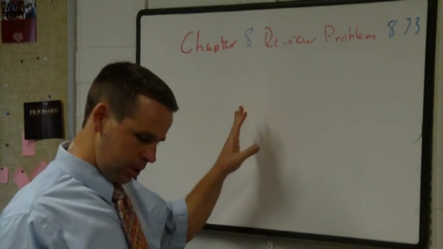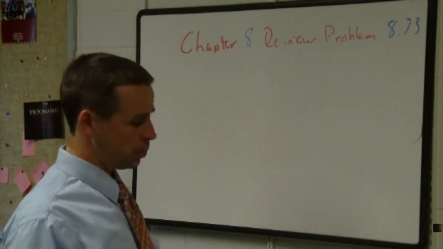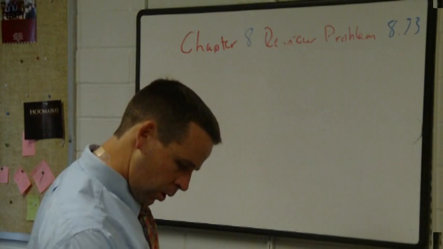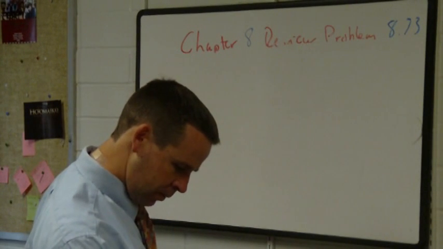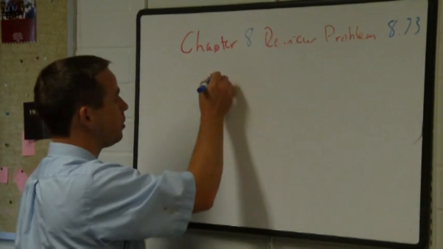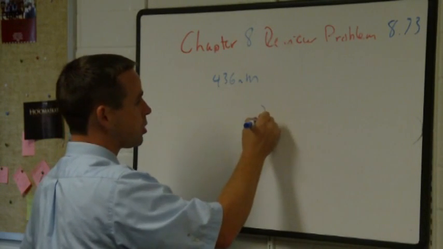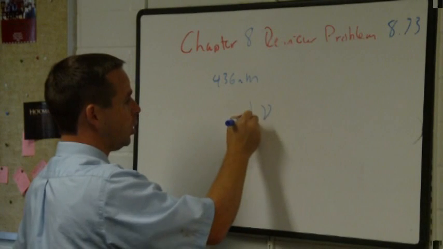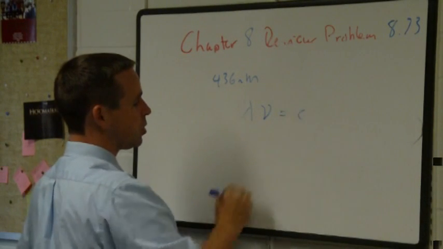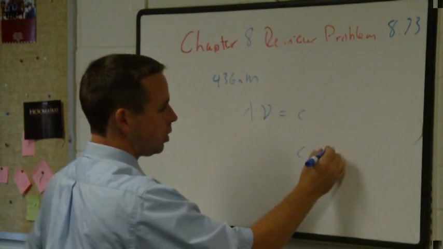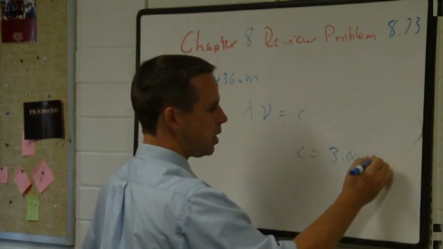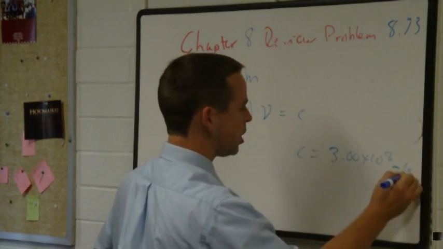Alright, so here we are looking at Chapter 8 problems. Chapter 8 review problems number 873. What's the frequency in hertz of blue light having a wavelength of 436 nanometers? We're looking for hertz, which is frequency. Well, wavelength times frequency equals the speed of light, and the speed of light equals 3.00 times 10 to the 8th meters per second.